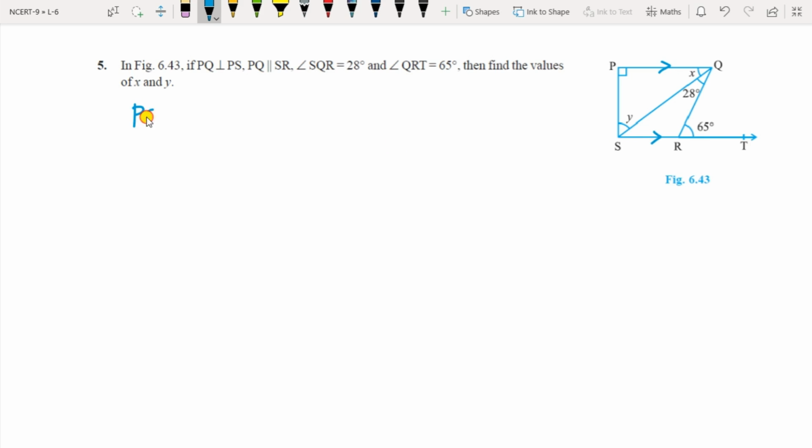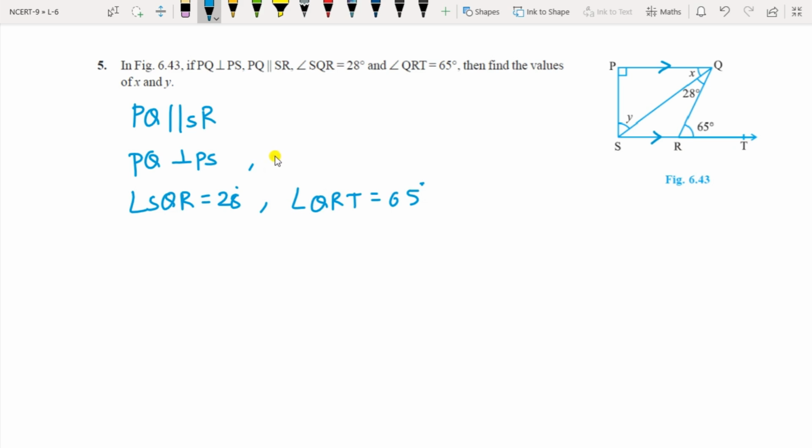So PQ is parallel to SR, it has been given, and also PQ is perpendicular to PS. This is 90 degrees. Okay. So now write the given ones. Angle SQR is given as 28, and angle QRT is given as 65. Since this is perpendicular, angle SPQ will be equal to 90 degrees. So all this is given.